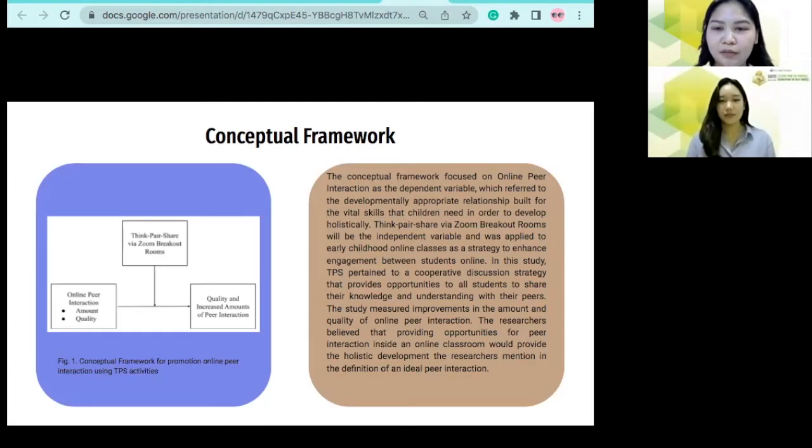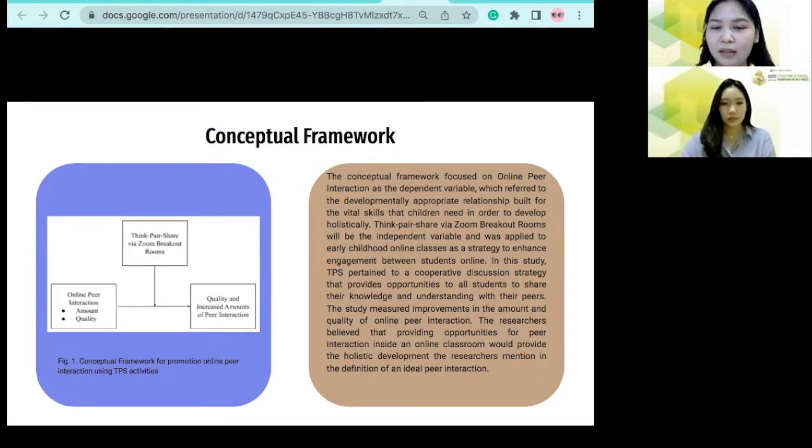Our conceptual framework focuses on online peer interaction as the dependent variable, and the think, pair, share via Zoom breakout rooms will be the independent variable. The study will measure improvements in the amount and quality of peer interaction. Think, pair, share via Zoom breakout rooms will be the independent variable and is applied to early childhood online classes as a strategy to enhance engagement between students online.